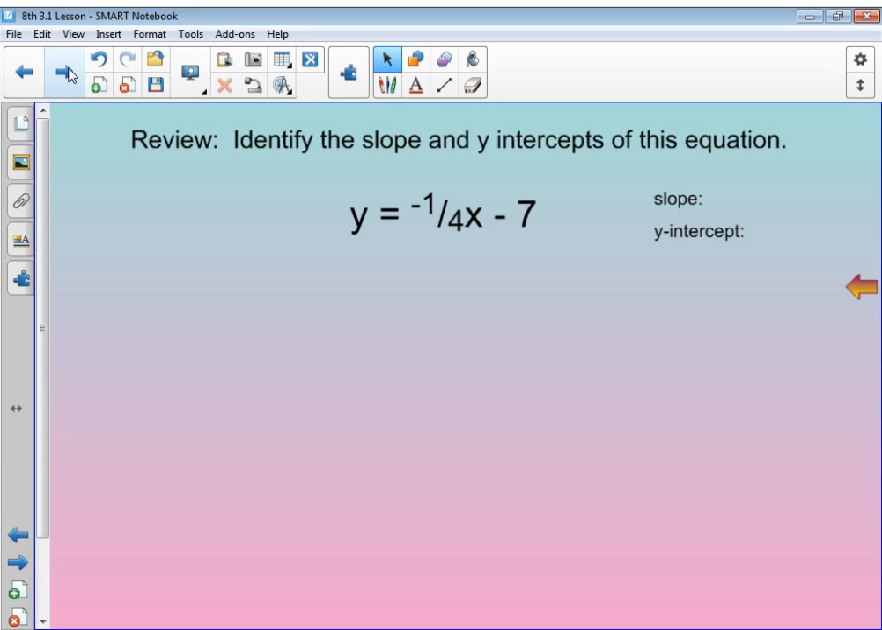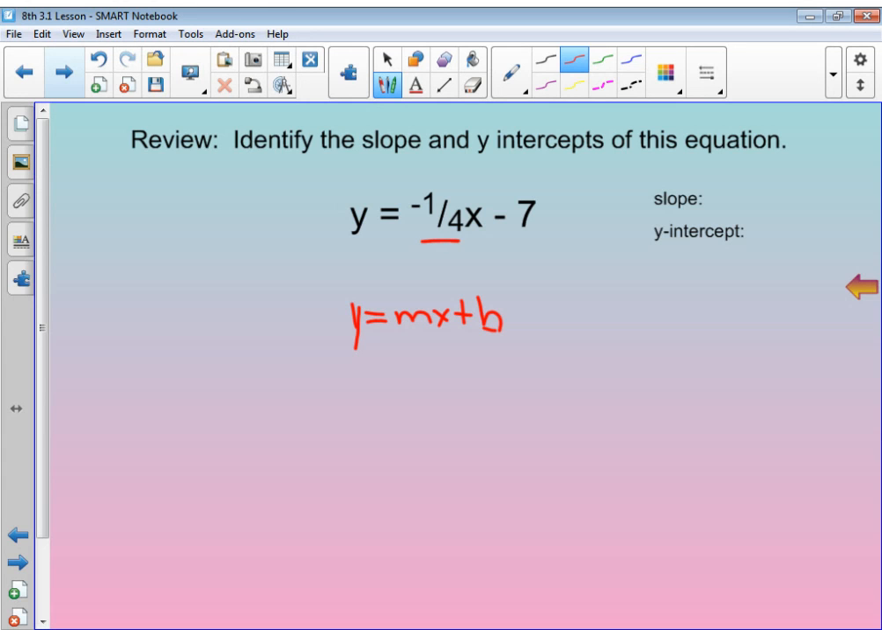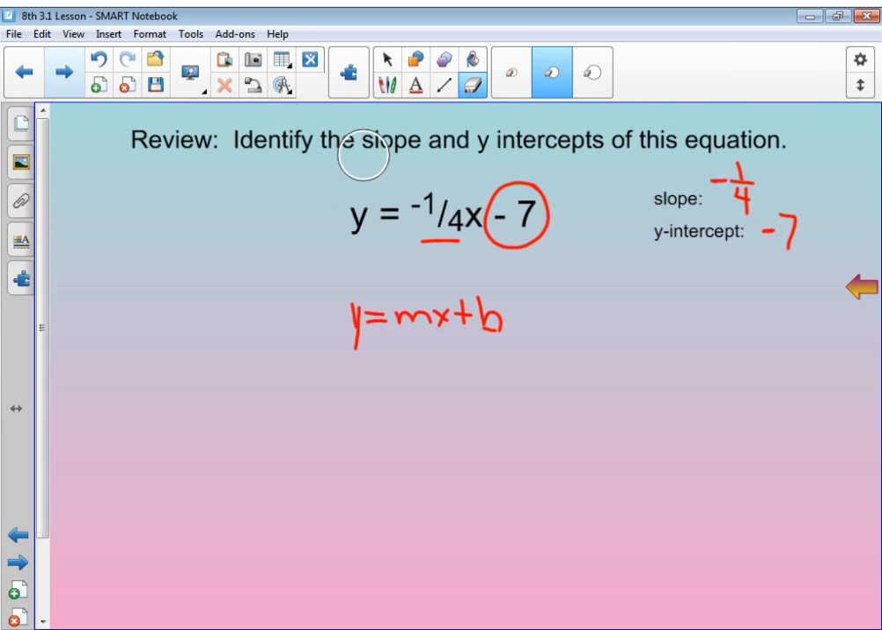Normally we have our equation as y equals mx plus b, and we have always identified that our slope is the number right next to the x. So here in this example, our slope is negative 1/4, and our y-intercept is where it crosses the y-axis. When we used to graph it, we would always start with negative 7, and that's where we always put our initial point. So our y-intercept in that equation is negative 7. That's just reviewing some of the stuff we used back in chapter 2.